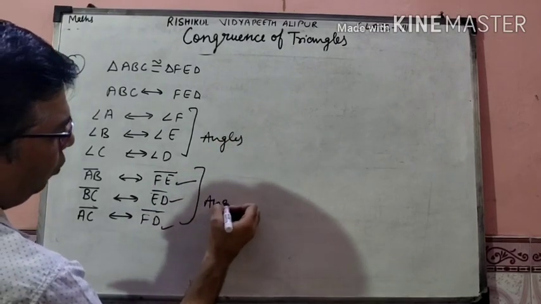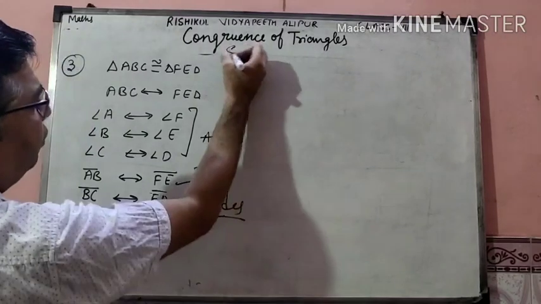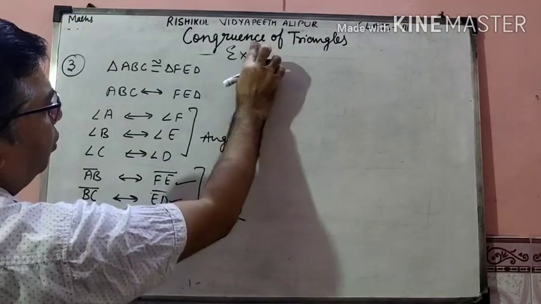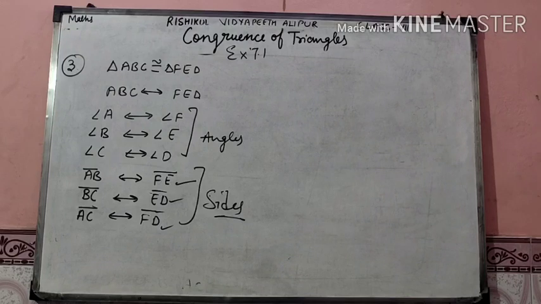So students, you have to complete this exercise 7.1. It is too easy to do. Complete it and note it down.